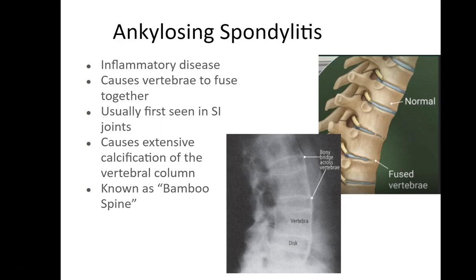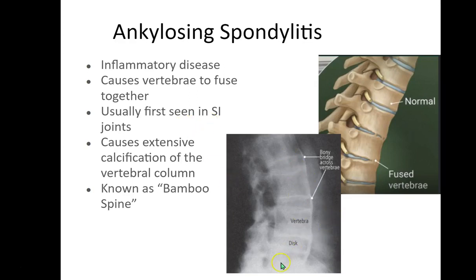Now, the reason we're talking about ankylosing spondylitis in the pelvis unit is because it's usually first seen in the SI joints. So again, you could be imaging a pelvis and notice the fusion of the SI joints, then it will extend all the way up the spine.